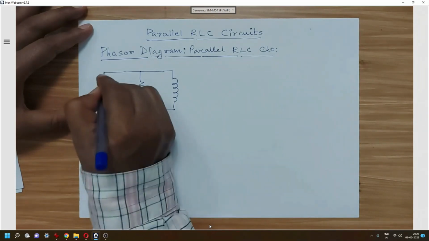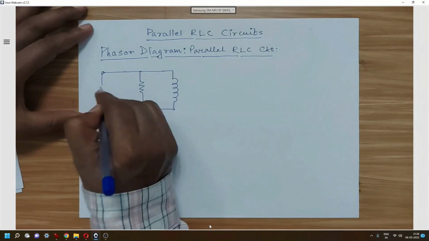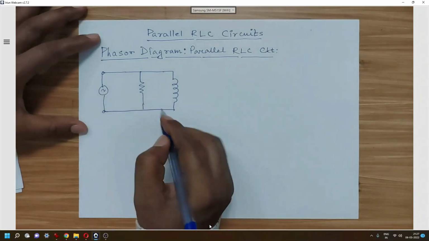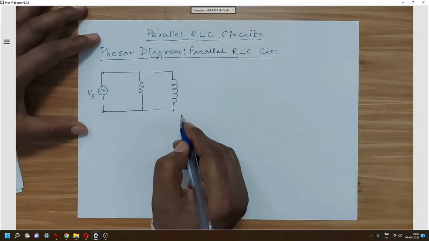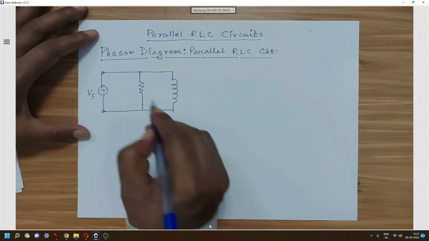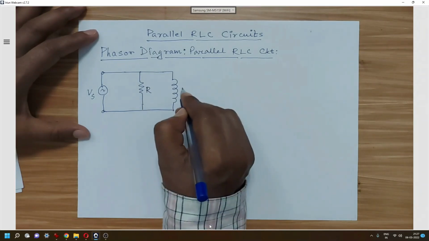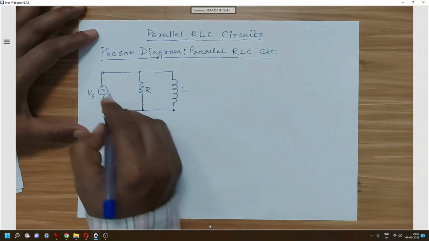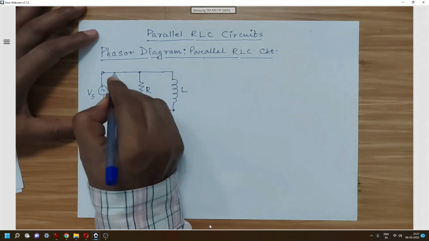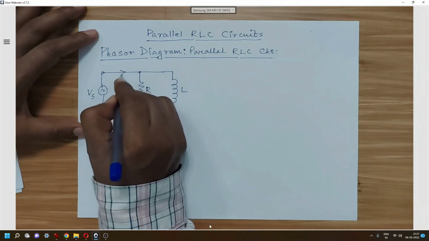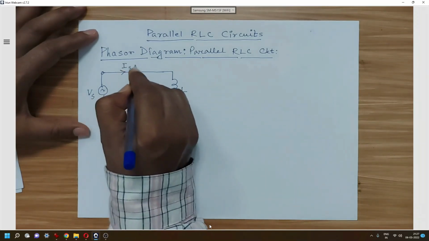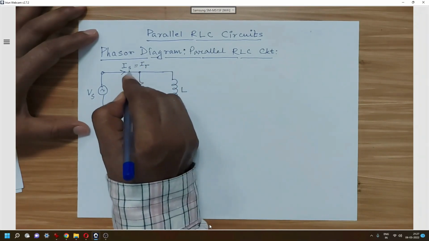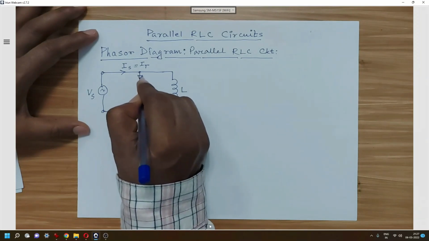So let us consider first a two element RL parallel circuit that is excited by one supply called Vs. Now here we can see the resistance and inductance are connected in parallel, and both are connected across the supply Vs. Now Vs will give some current or drive some current. That current can be considered to be Is or It, or total current. But this total current will be divided in two branches.